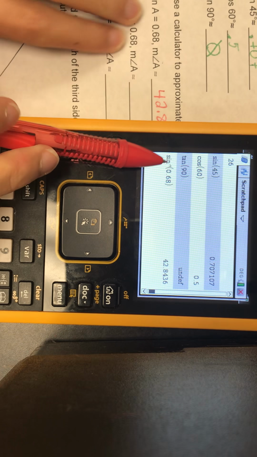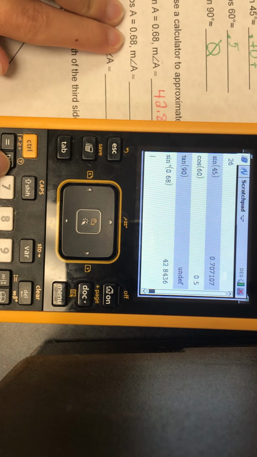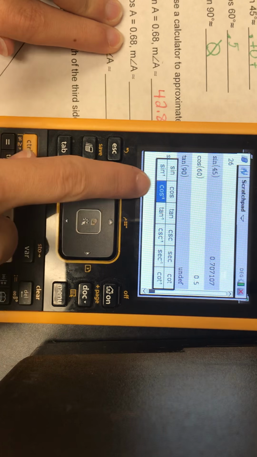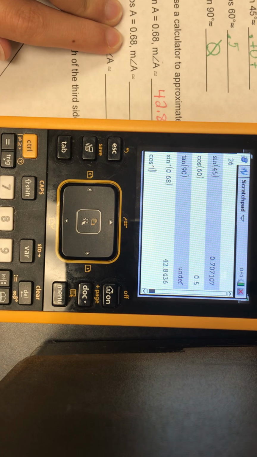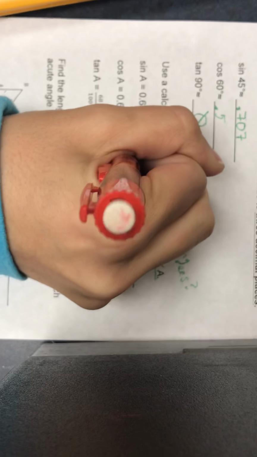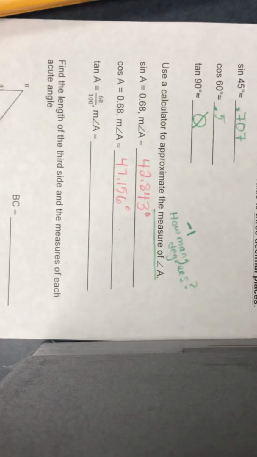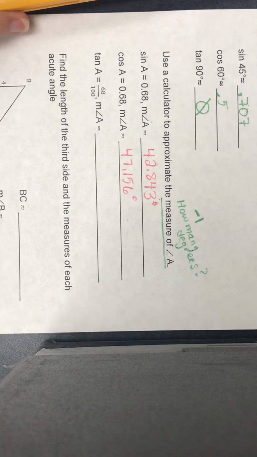Okay, so again, if I want an angle measurement, I need to put in a little -1, and that would be the bottom row. So cosine, what angle of cosine would give me 0.68? So again, I'm going to go to the bottom row, put 0.68 in there, and it would give me the angle of 47.156, and again, degrees. We're working in degrees.